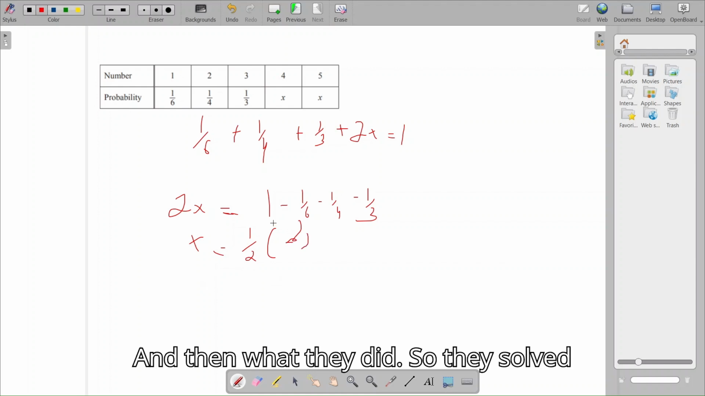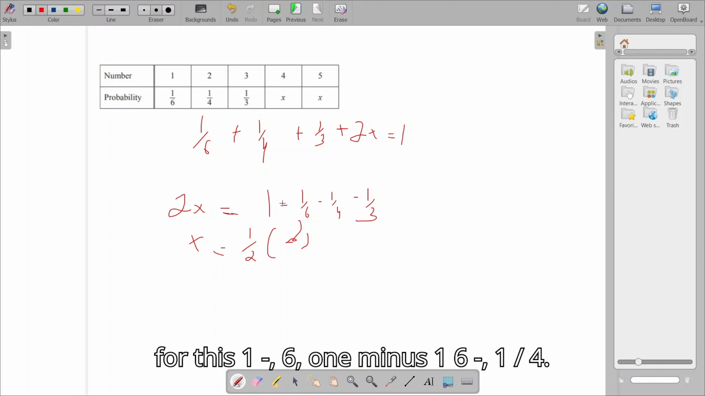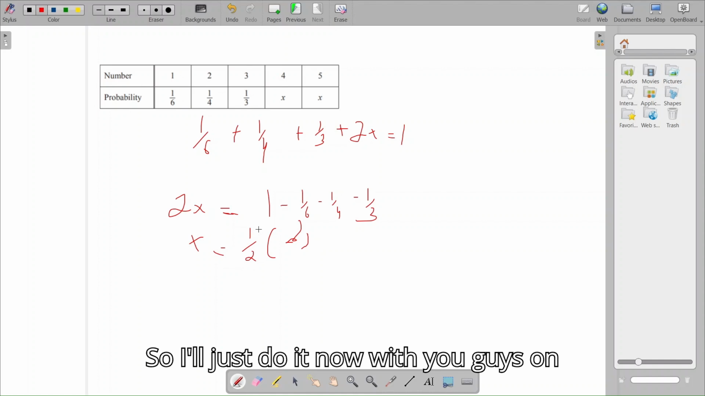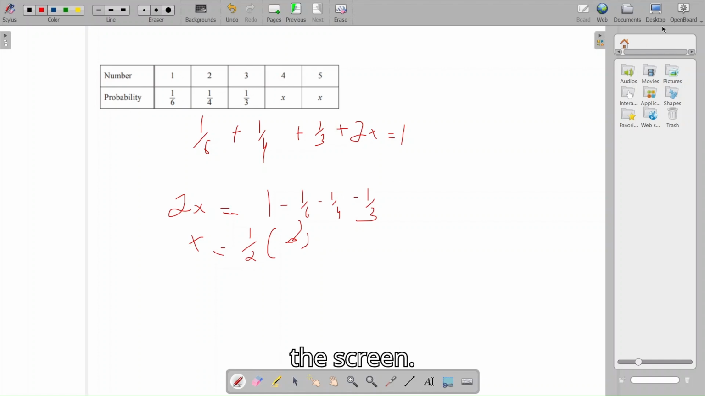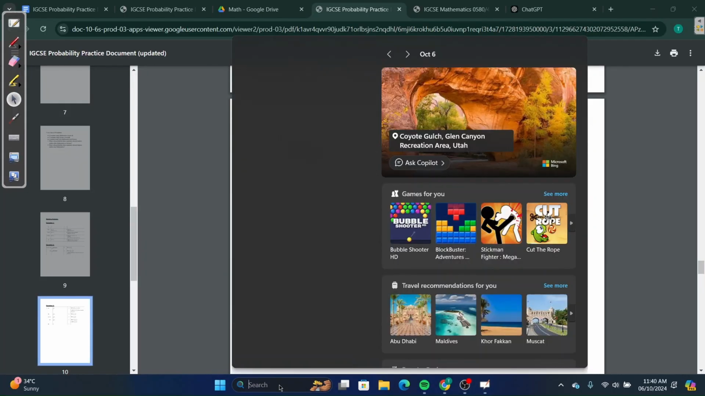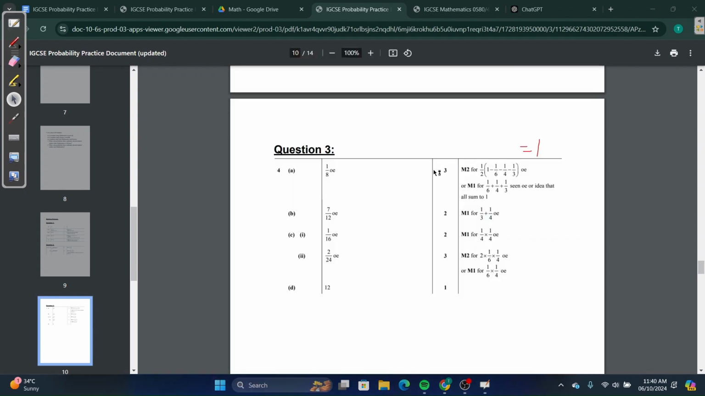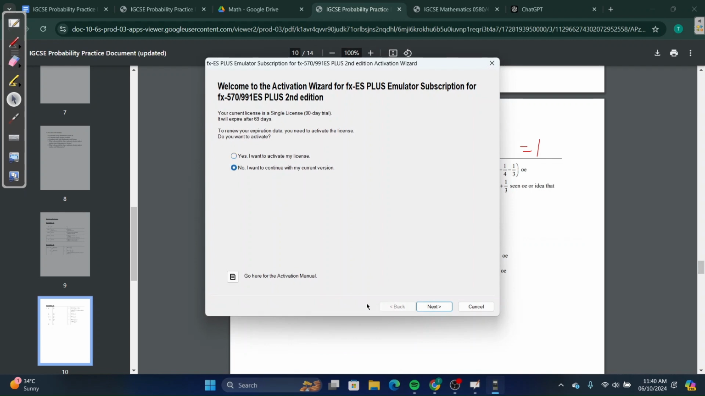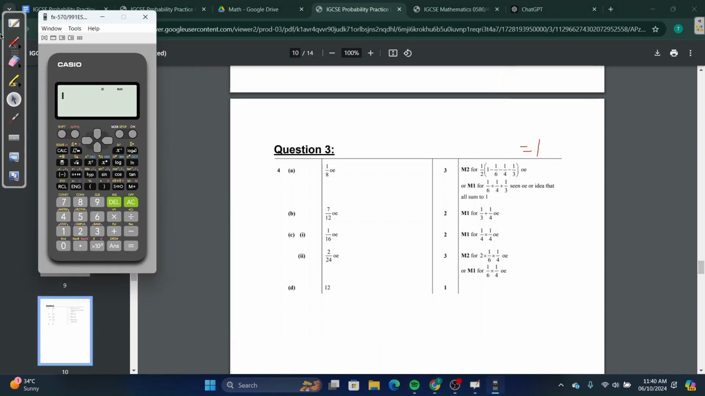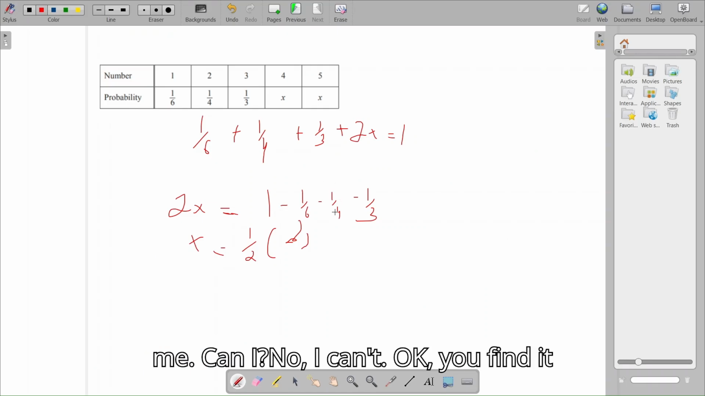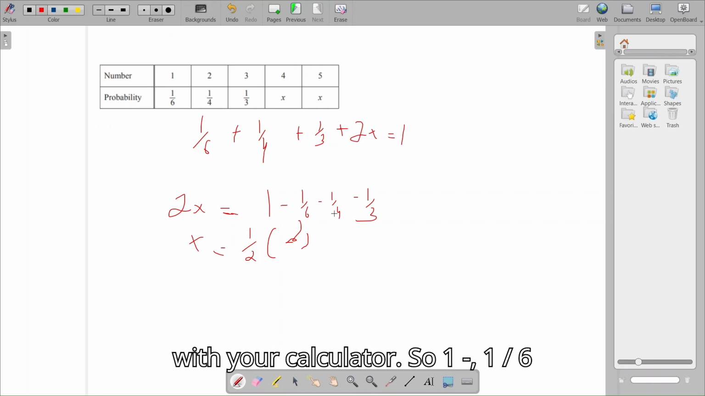And then what they did, so they solved for this: 1 minus 1 over 6 minus 1 over 4. Again, this can be done on a calculator, so I'll just do it now with you guys on the screen. So I don't know if I can bring this with me. Can I? No, I can't. Okay. You find it with your calculator.